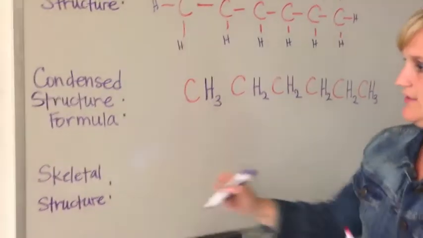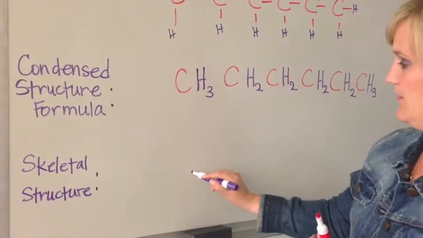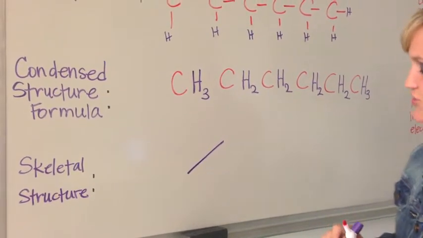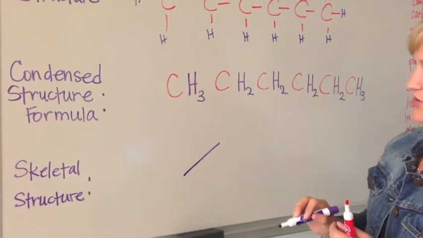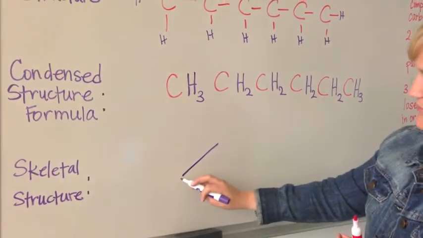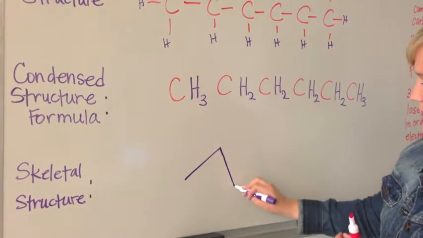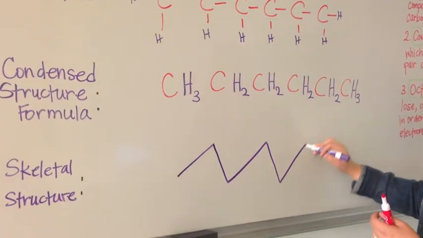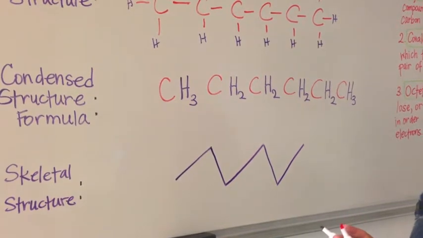In the skeletal structure, we are going to assume a few things. 1, we're going to assume that at each end of the line, there's 1 carbon. So in the skeletal structure, as we draw out, we're going to still have 6 carbons, but as we draw it, we assume there's 1 here, there's number 2, number 3, 4, 5, 6 carbons in this hexane skeletal structure.